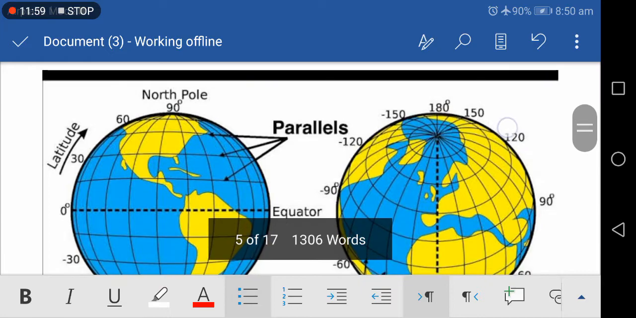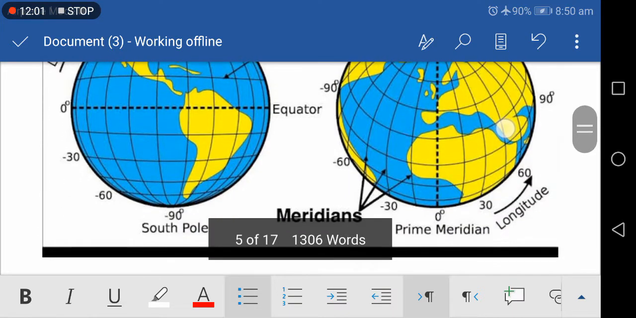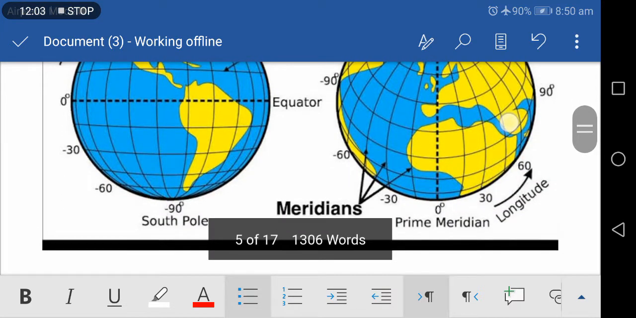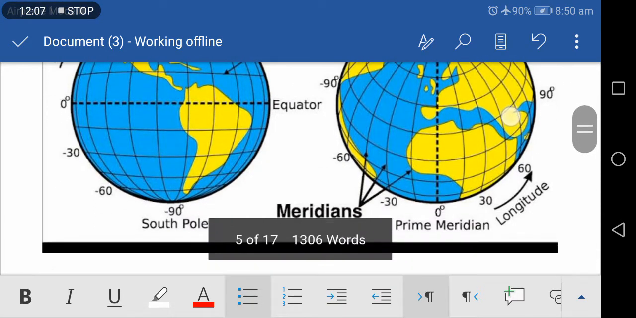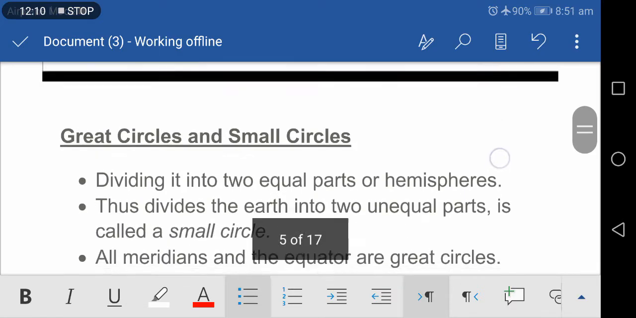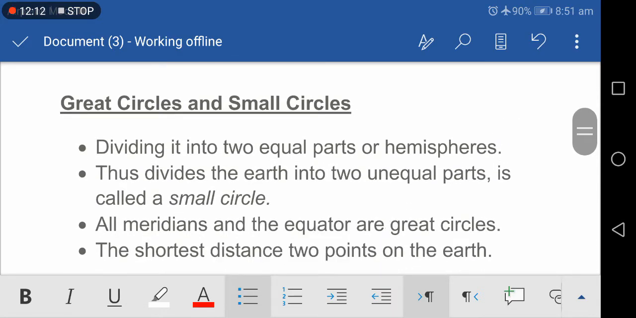Here you see the North Pole, the South Pole, and a meridian. Clear? In this picture, just check it out. Don't skip the video. And next one is great circles and small circles.